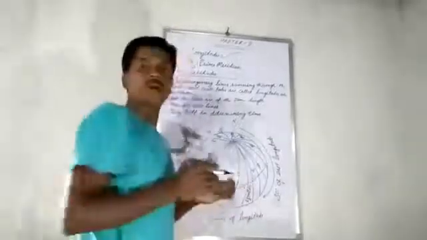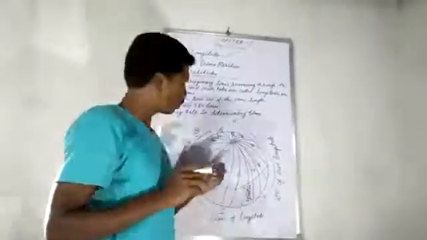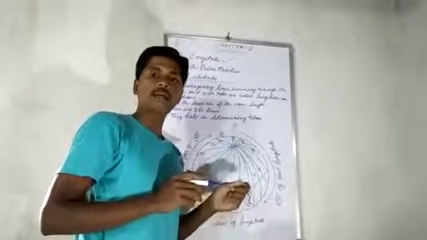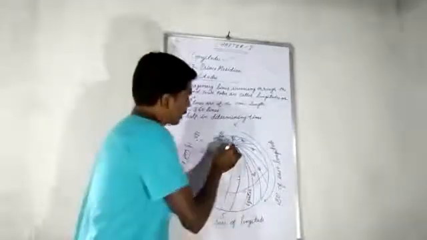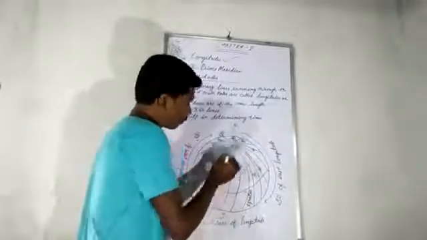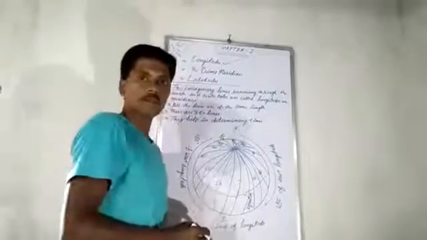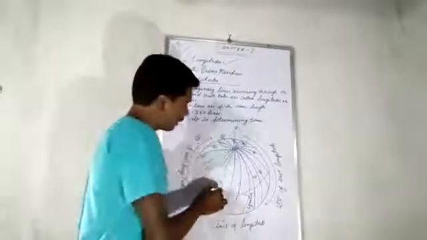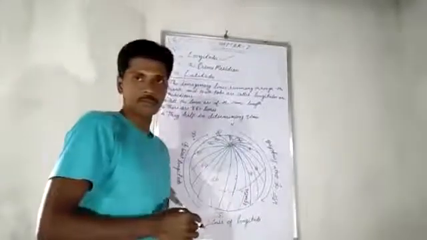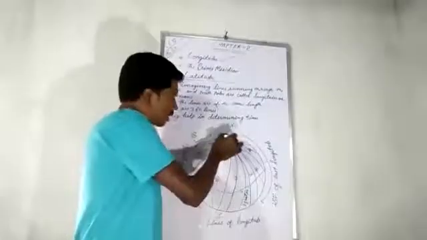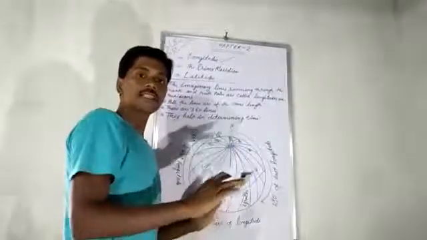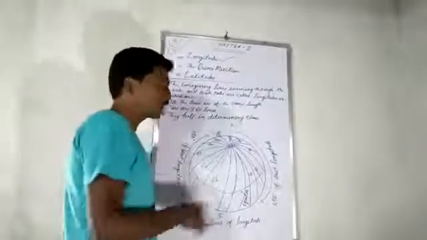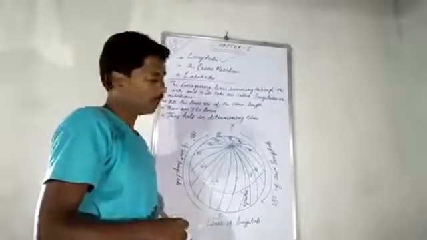They are all of the same length. Why? Because they meet at the points of the North Pole and South Pole, and they are furthest from each other at the equator. They meet at the poles and are furthest from each other at the equator. So that's why they are equal in length.